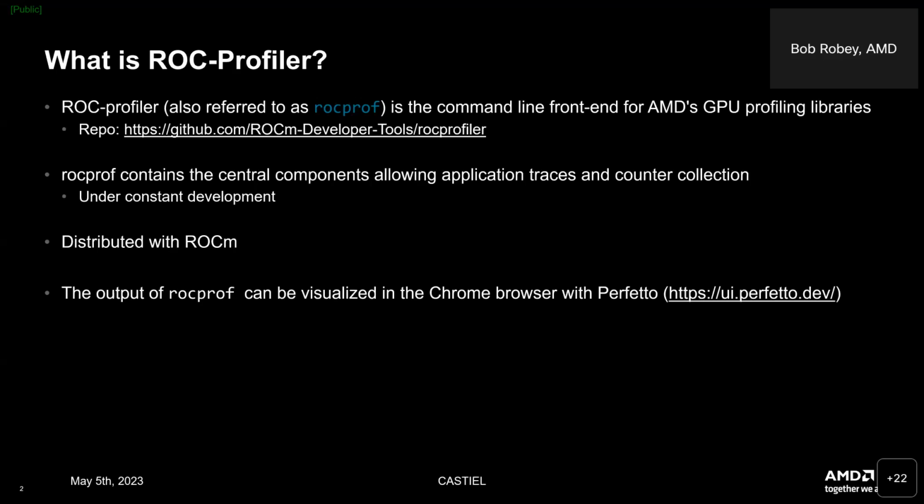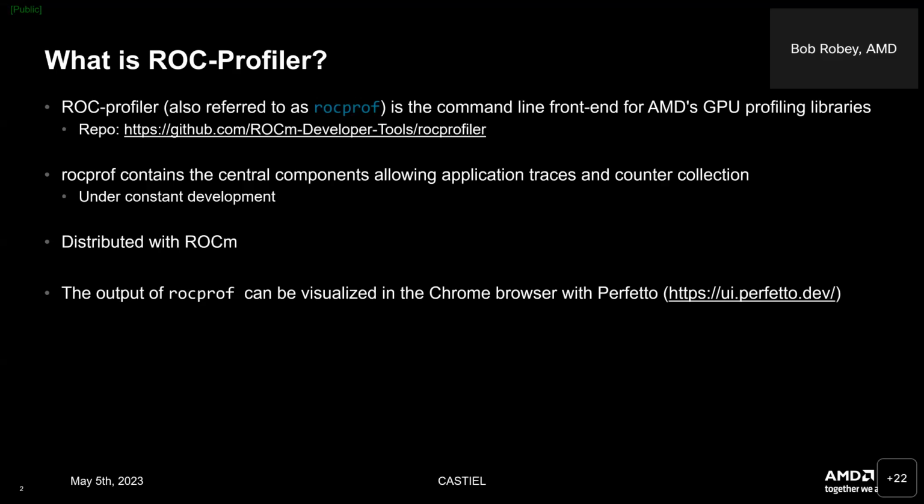So right now on Lumi, you're at ROCm 5.2.3. With each ROCm release, it gets improved, more counters get added. With each release of hardware, the counters have to be modified for the new hardware. So it's under continual development. And it's part of ROCm. It's part of the stack. If you look in the ROCm bin directory, it's sitting right there.